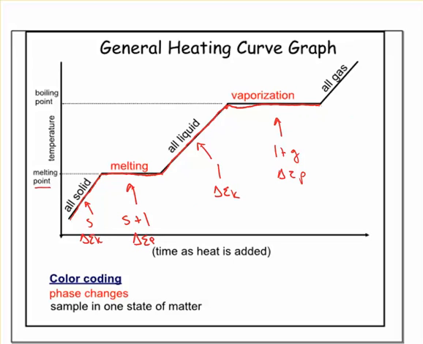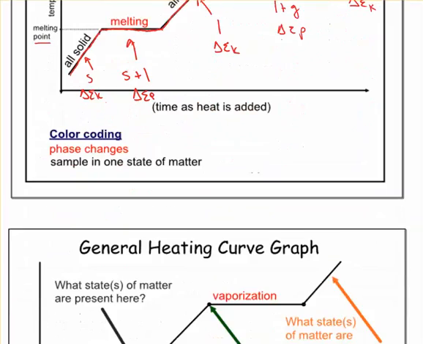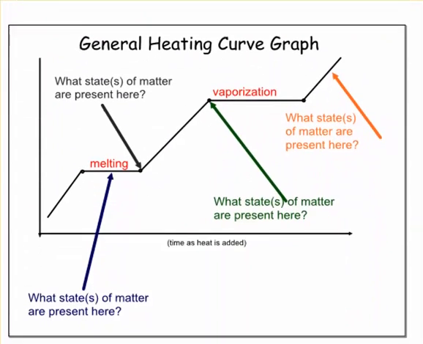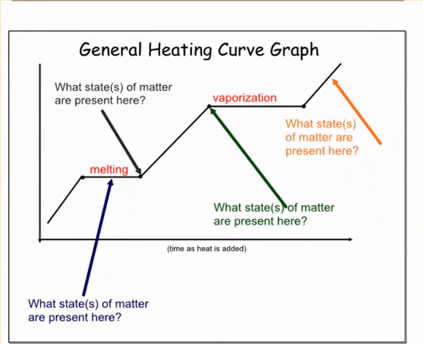The last stage of the heating curve, after everything has been vaporized, you have no liquid left, you just have a gas. That gas can begin to heat up. And here, there's only a gas phase present, and again, it's a change in kinetic energy. Here's another general view of the heating curve.